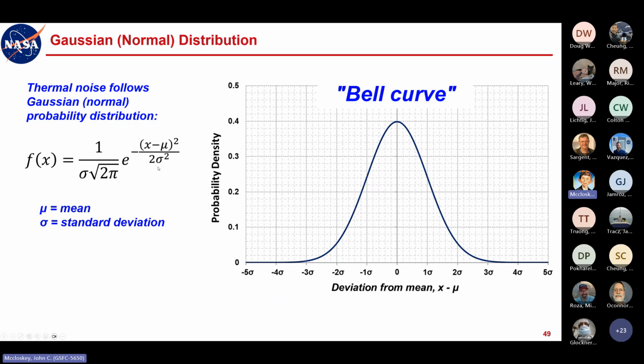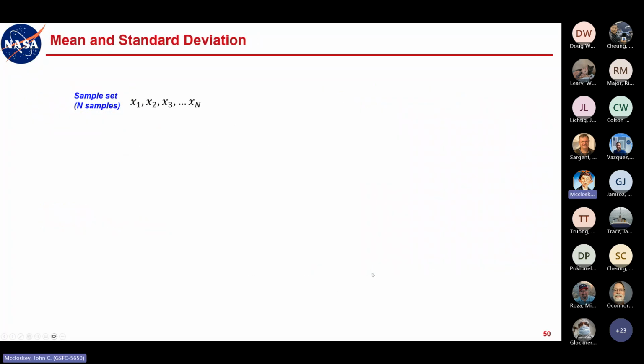So this is our general equation for normal probability distribution. Mu is our mean, and sigma is our standard deviation, and it follows what we call the familiar bell curve. This is our deviation from mean, x minus mu. Just a quick discussion of mean and standard deviation. You have a sample set of values, just n, capital N samples.